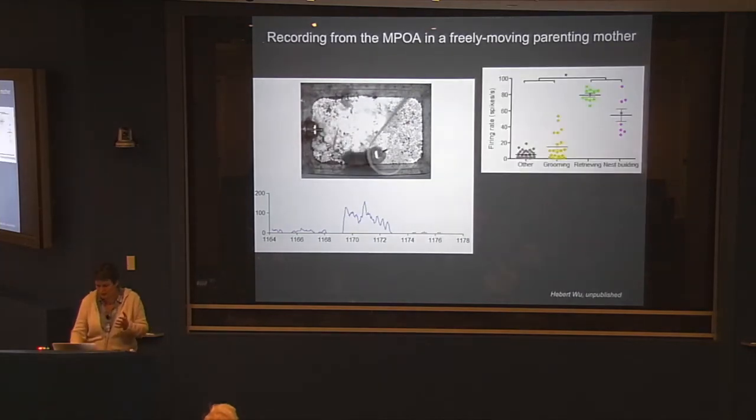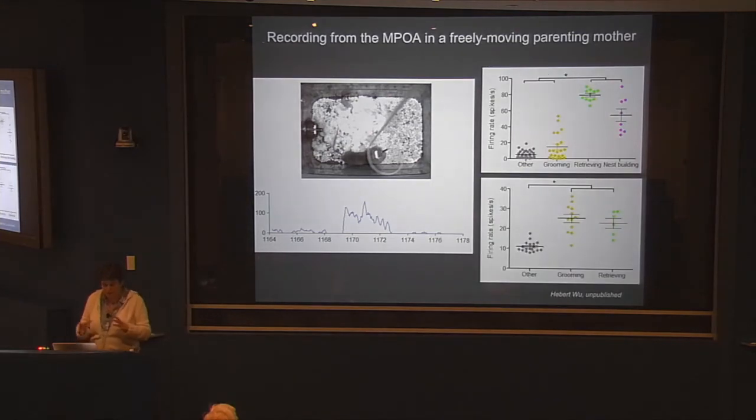And in a subsequent experiment, Herbert was able to find that there is diversity in galanin neurons. Some are activated when animals are retrieving the pups or building nests. Some are activated when the animal is grooming or retrieving. So it's possible that there is a diversity of galanin neurons that each do different things.